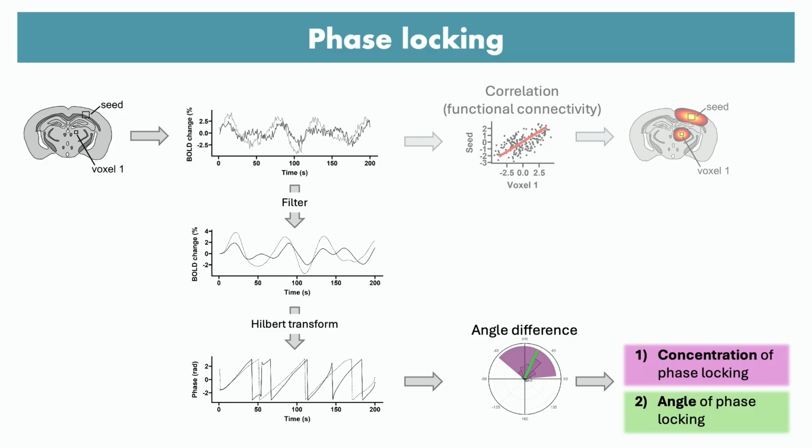So I'm going to show you the results of still a very simple metric, but phase locking. And so the way that this is different is if we take our bold signal, instead of doing the correlation to get our functional connectivity, we take that signal, filter it to our frequencies of interest, take the Hilbert transform to get instantaneous phase, and then look at the difference of that phase. We can get a metric for the concentration of the phase locking. So over the total time period that we stimulated, how much of that time our two signals were locked to the same phase, and then also what that angle is.